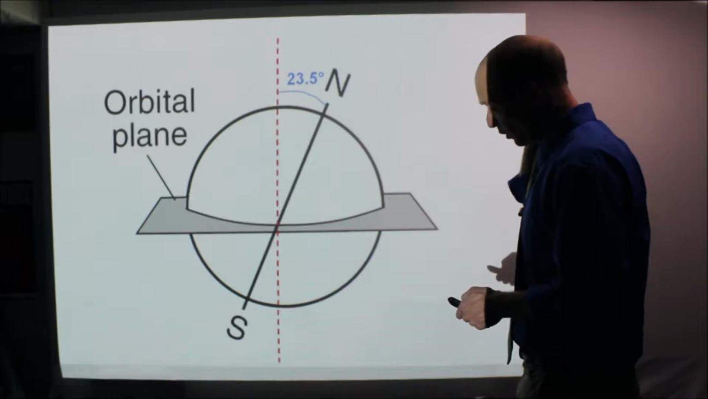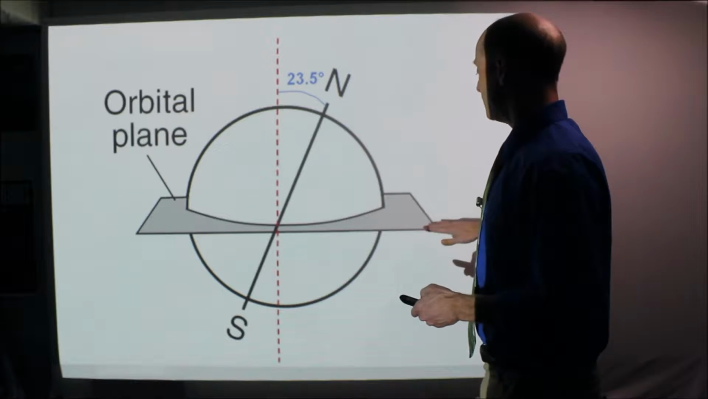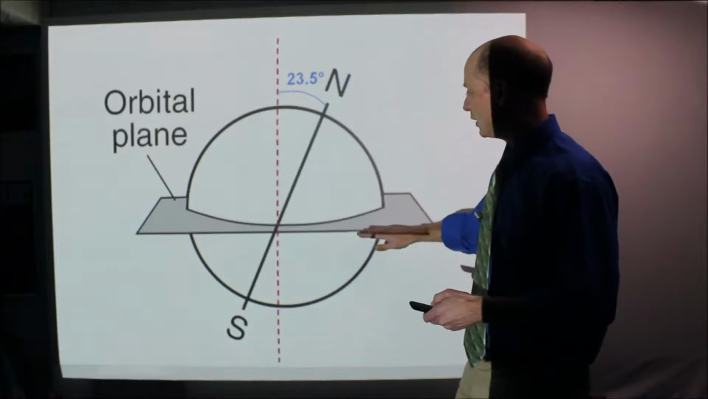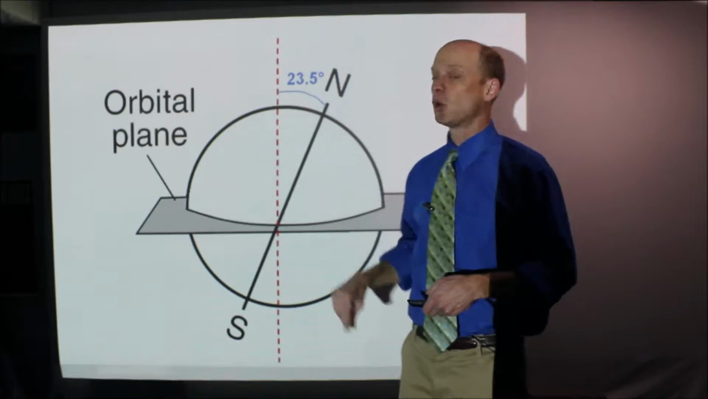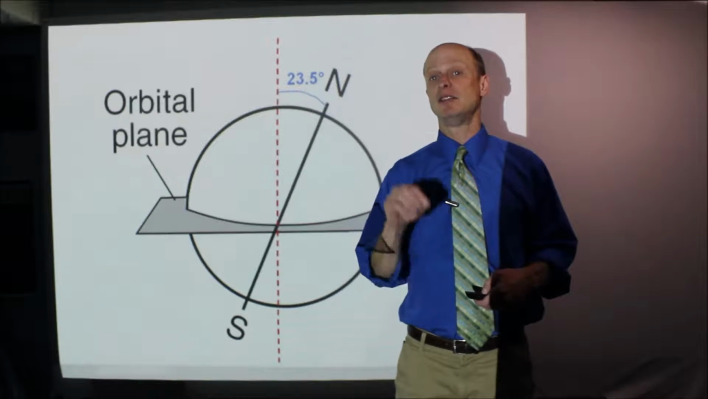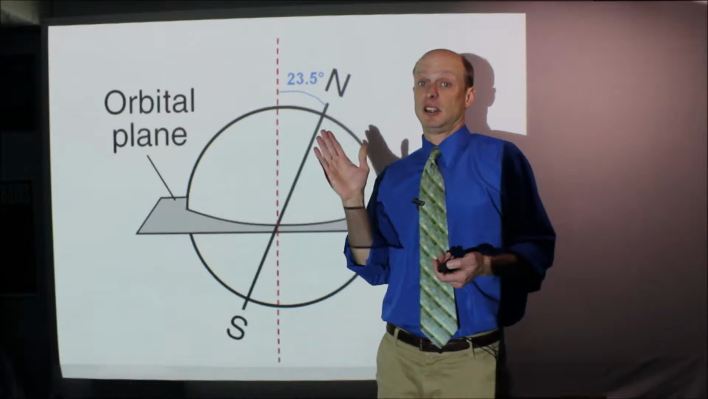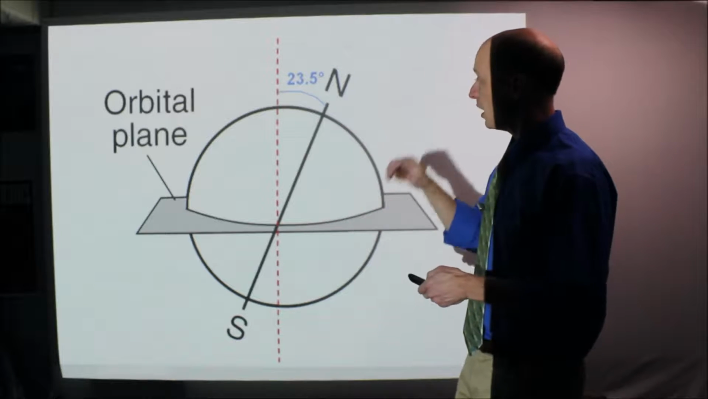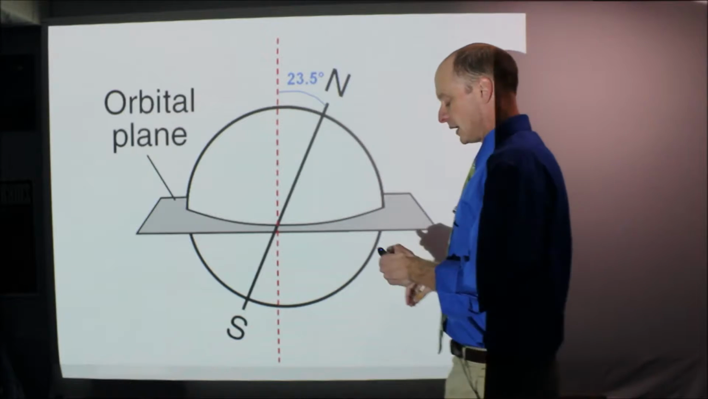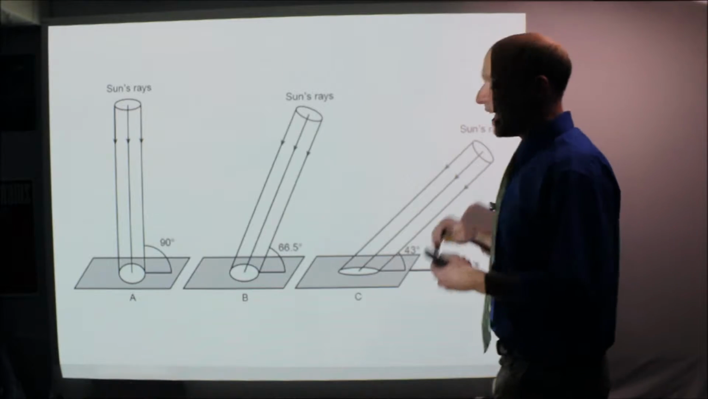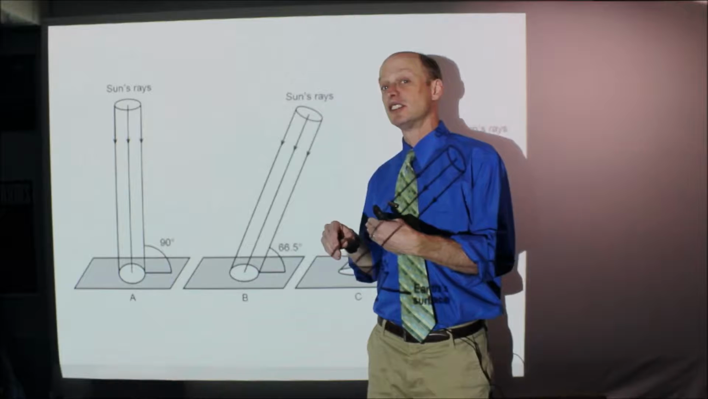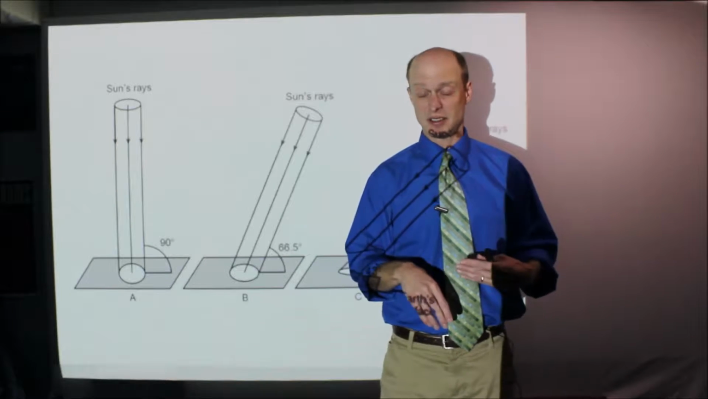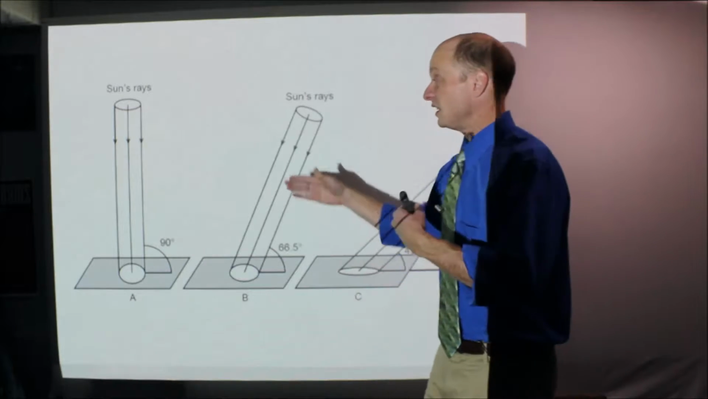So first thing I want to point out is if this is Earth's orbital plane here, Earth's axis is tilted. It's not straight up and down. And that tilt is 23.5 degrees. That's important to know, 23.5 degrees. And that tilt of the axis affects the angle that the sun hits at any location. Okay, that's important.